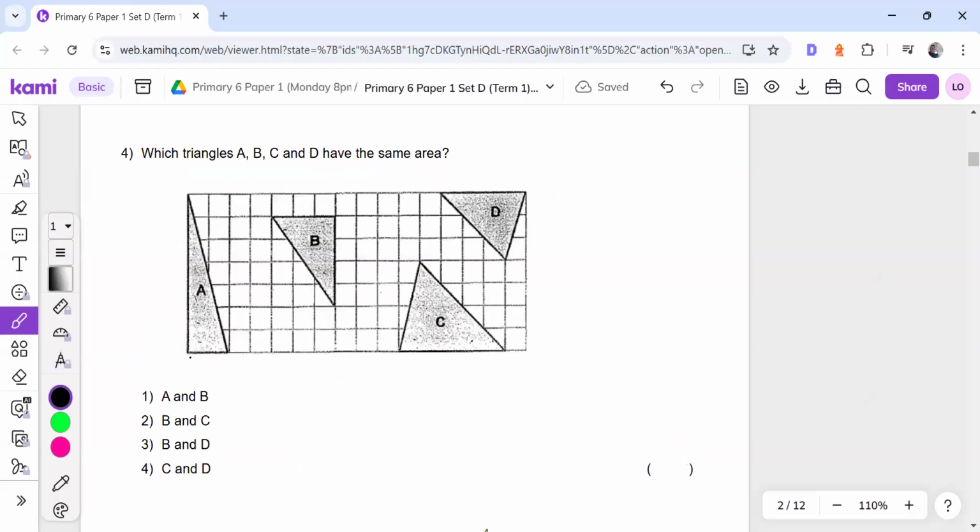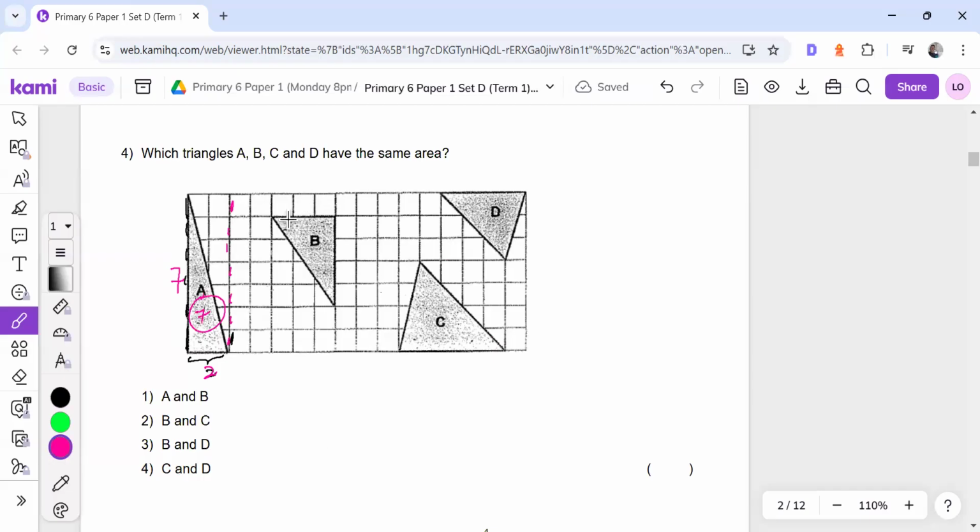Like, for example, you look at triangle A. How many units? Two units. And what's the height? It's a bit hard to count the squares, so I count the other side. 1, 2, 3, 4, 5, 6, 7. So the height is 7 and the base is 2. So half times 7 times 2. What is that? That will be 7 units. So triangle A is 7 units.